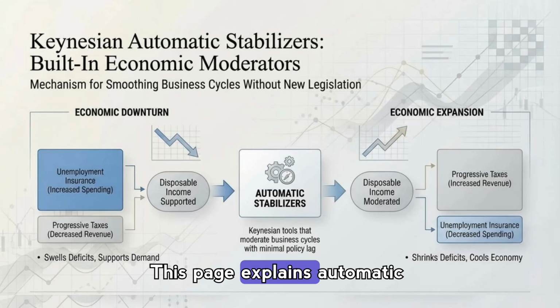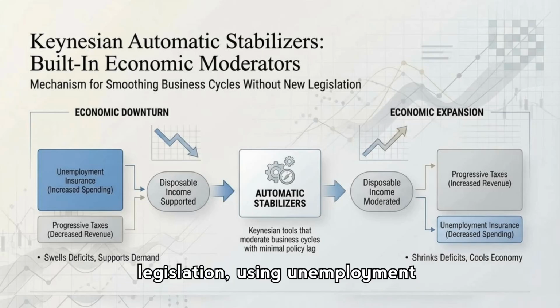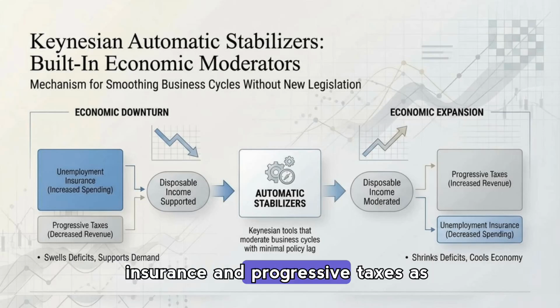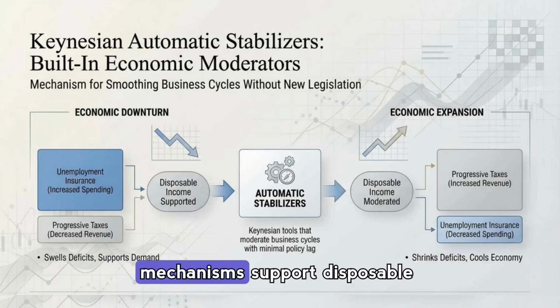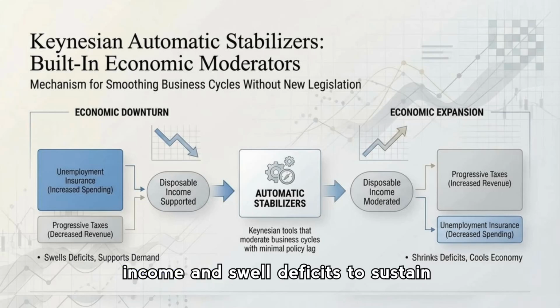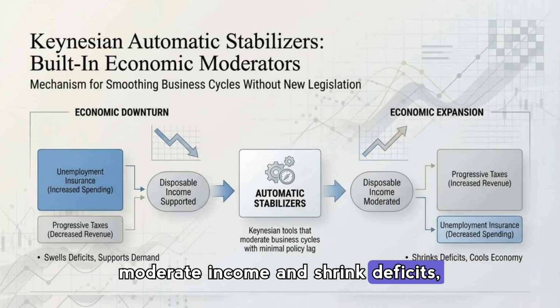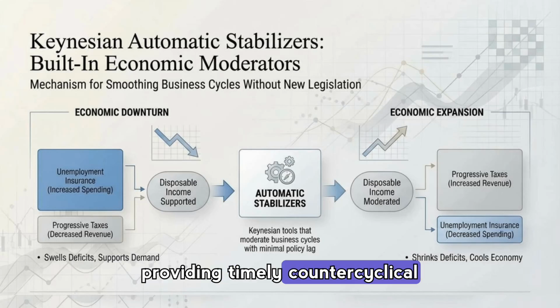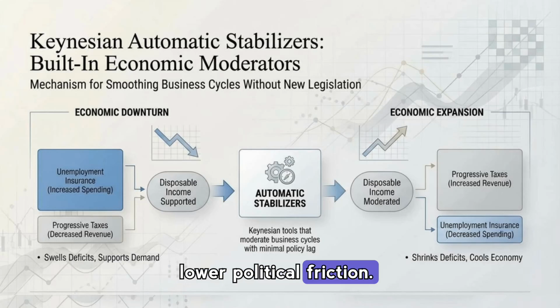This page explains automatic stabilizers as built-in tools that smooth business cycles without new legislation, using unemployment insurance and progressive taxes as examples. During downturns, these mechanisms support disposable income and swell deficits to sustain demand, while in expansions they moderate income and shrink deficits, providing timely, counter-cyclical relief with minimal policy lag and lower political friction.